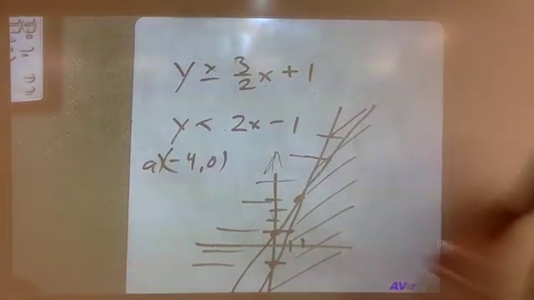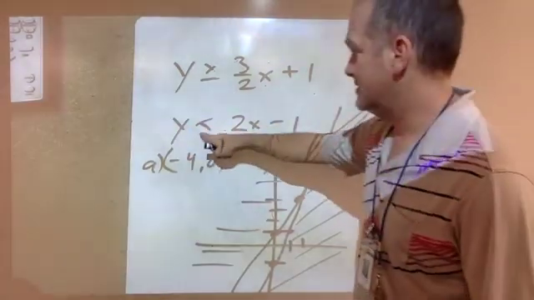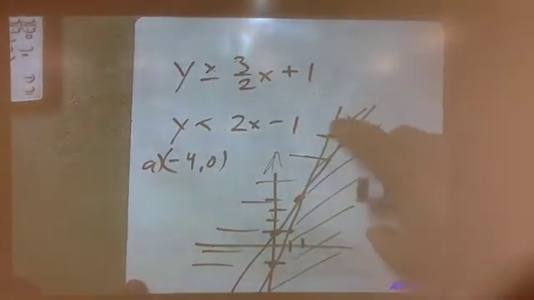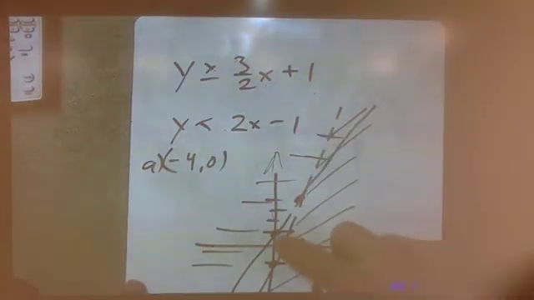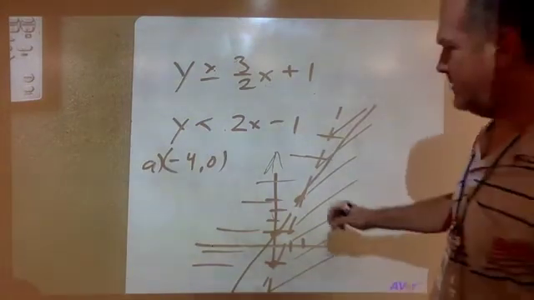Oh, you know what? I just noticed I made a mistake when I made my second line. It's not less than or equal to, it's just less than. So that second line should have been a dashed line, which I'm sure some of you are screaming at me from home right now, and I just finally heard you, so thanks for yelling so loud.